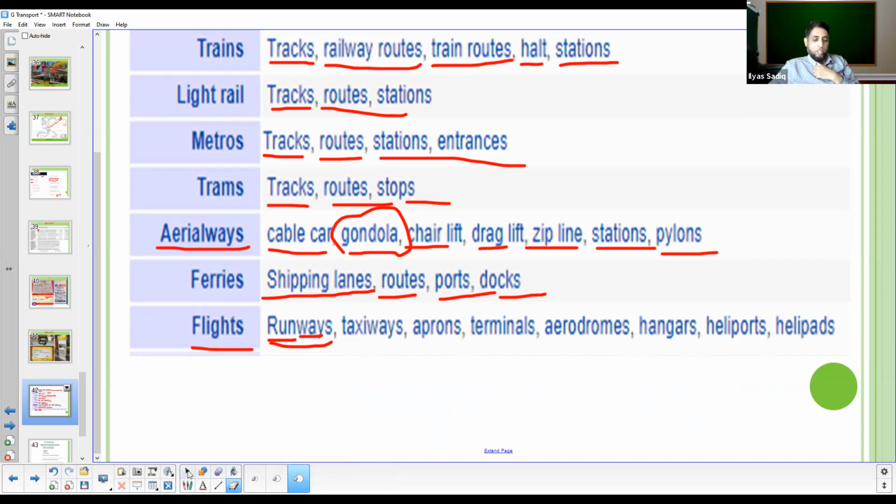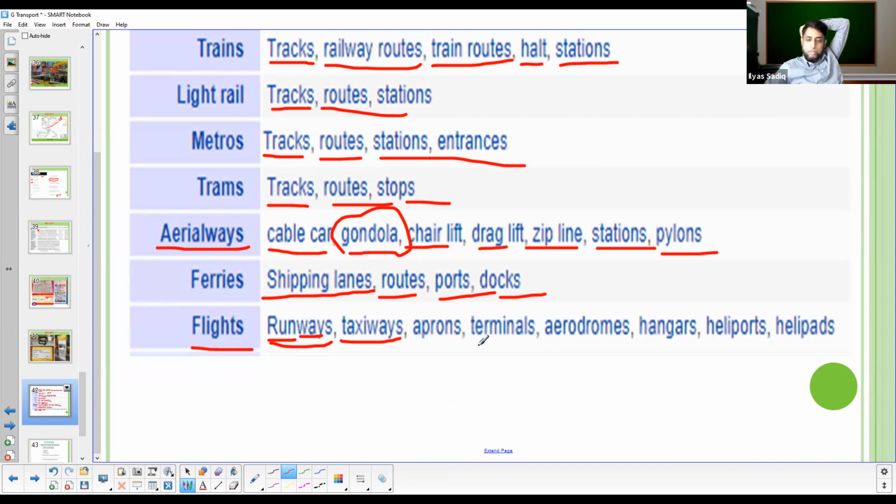And what is the taxiway? This is a similar idea to the runway. Taxiway is where it gets down. Runway is when it's going up and runs to fly. When the aeroplane is landing, the point where it lands is called the taxiway.